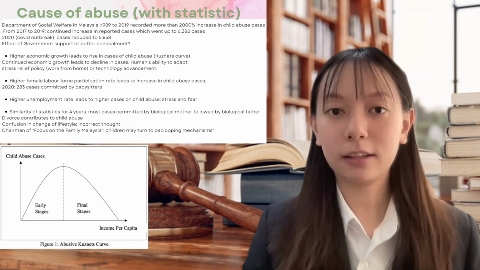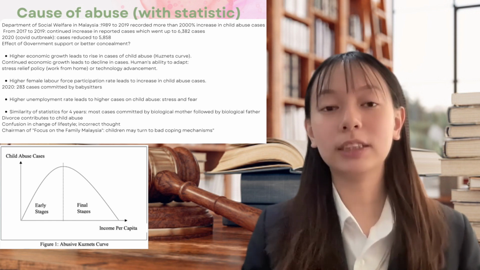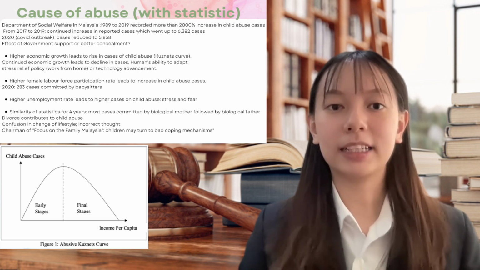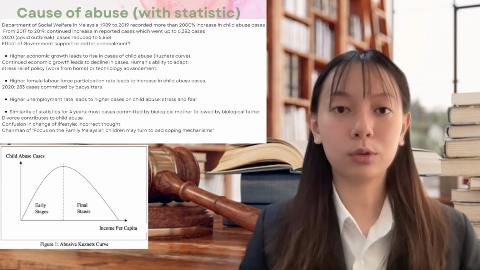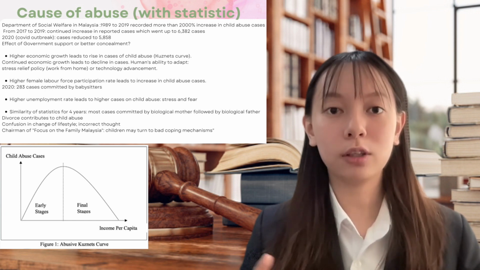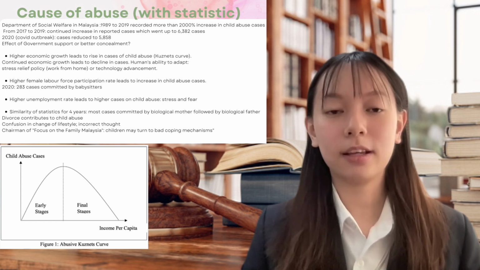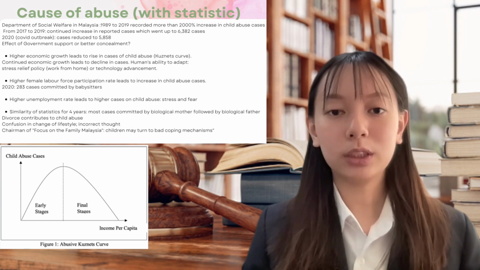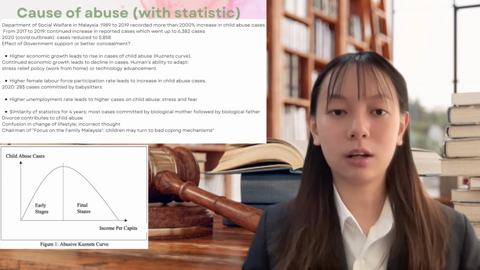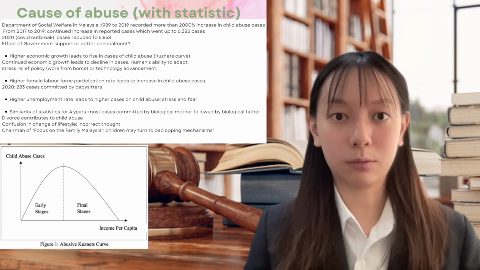It is notable that the 4 years comparison made between 2017 to 2020 had one significant similarity. That is, the main group of perpetrators who contributed to most cases is the biological mother of the child, followed by biological father of the child. The statistic also shows that family dispute has always been one of the top 3 reasons of child abuse. This brings us to another cause of abuse, which is divorce.